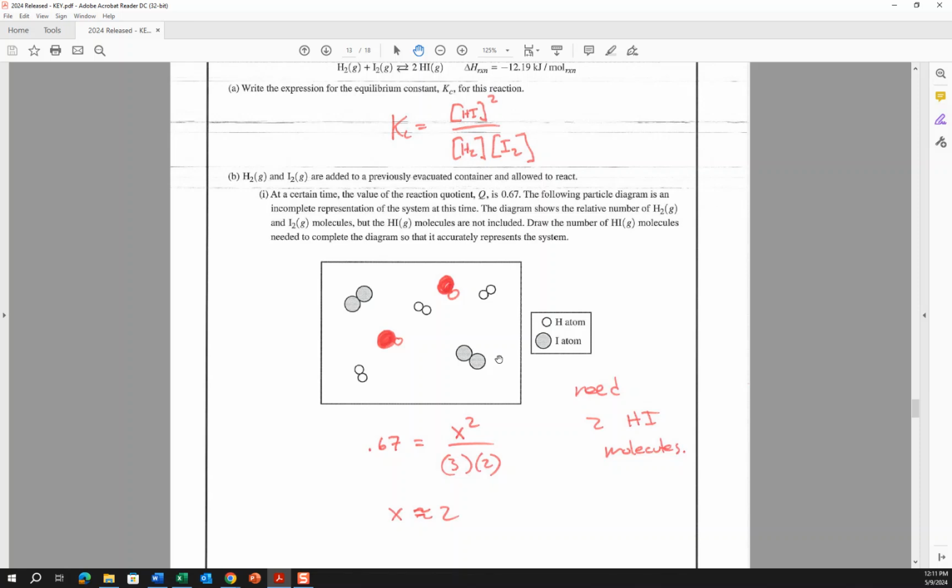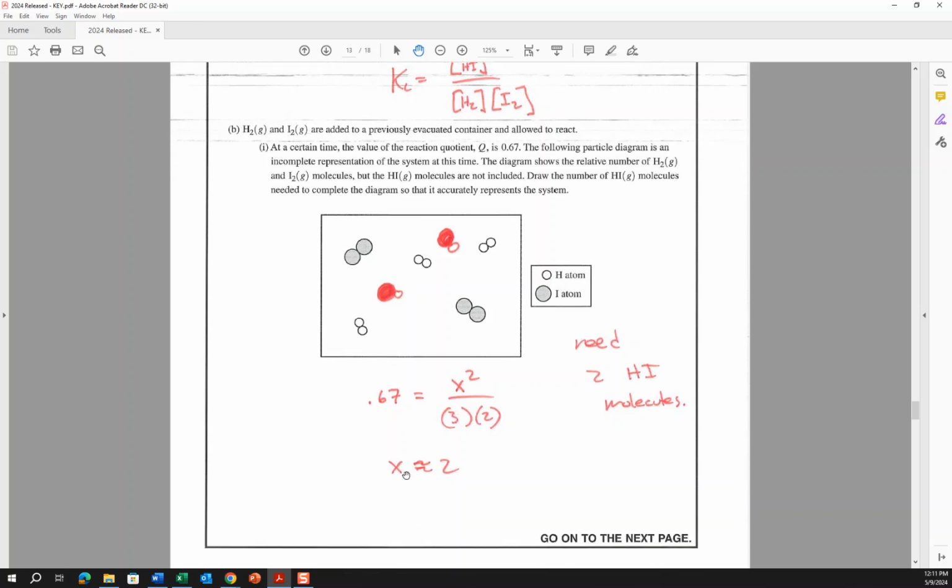And so I would just assume, okay, let the number of each particle be its molarity. So I'm going to say the molarity of HI is 3, and the molarity of I2 is 2. And I would just say Q, which is the same thing as K, but just not at equilibrium. 0.67 equals x squared over 3 over 2. If you do that, it comes out to be x equals 2, or essentially 2. So you need 2 HI molecules. So you had to draw 2 HI molecules in the diagram there. Okay.